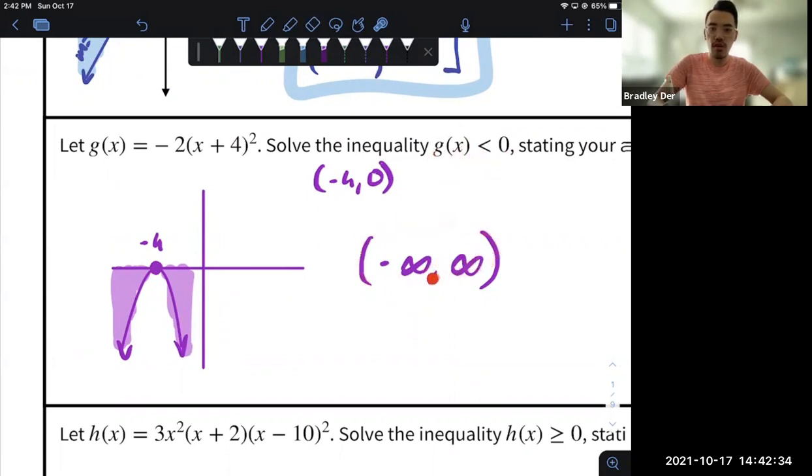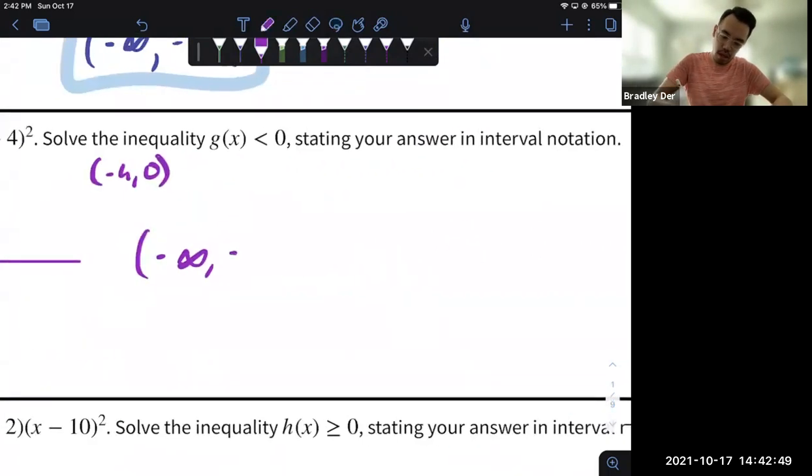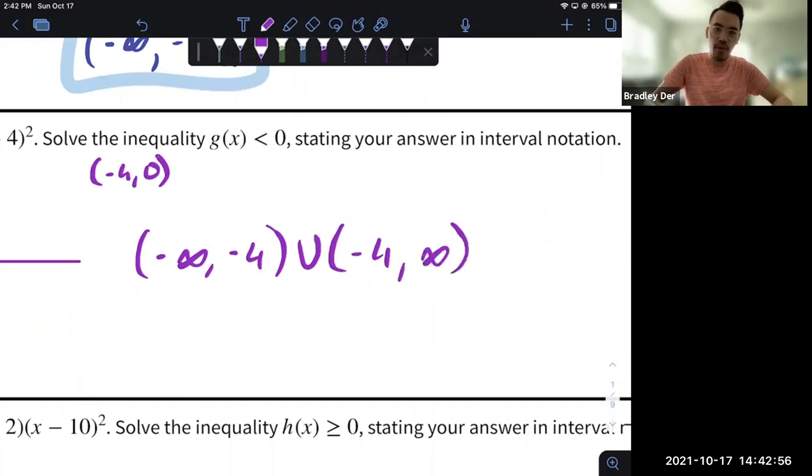So this interval is including the x value of -4. It's not going to work for our inequality. In this polynomial, when x is equal to -4, y is equal to 0. So we will have to exclude that -4 from our interval. Exclude the -4 from our interval.